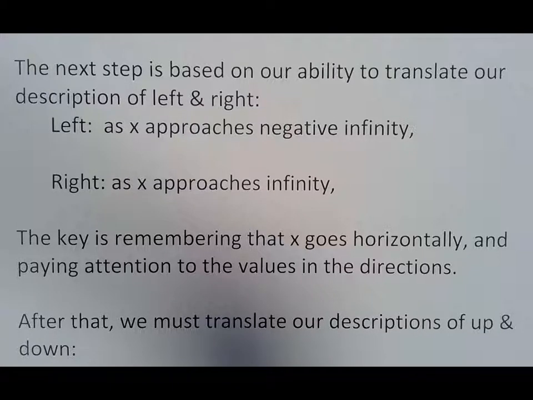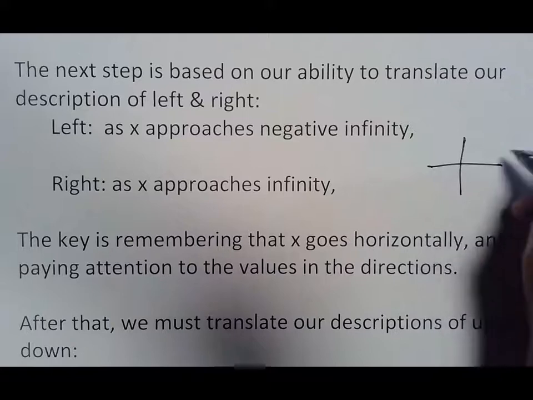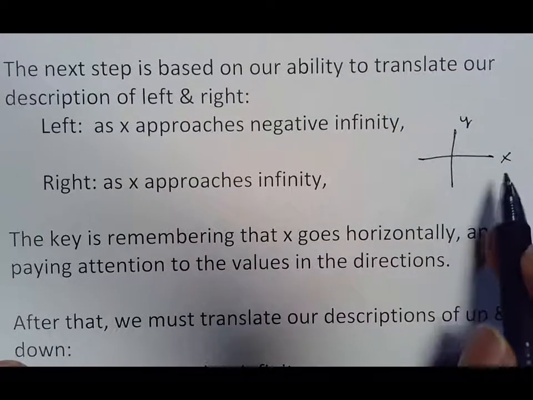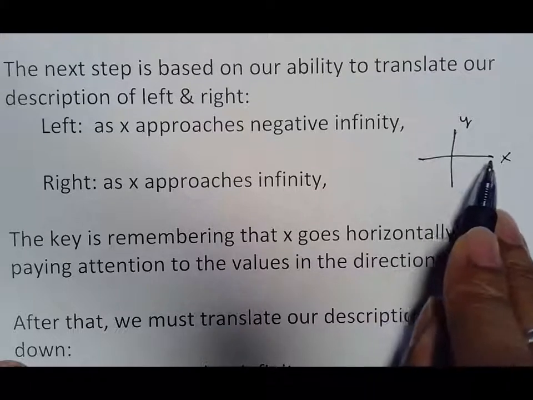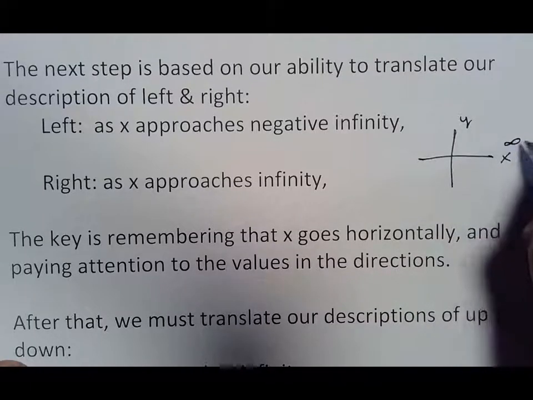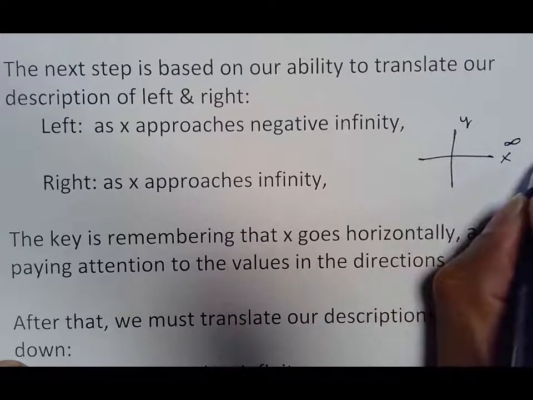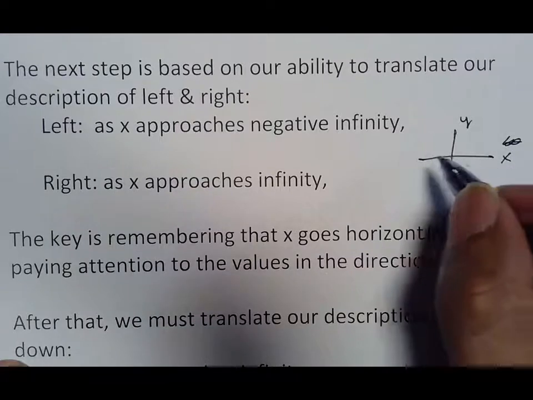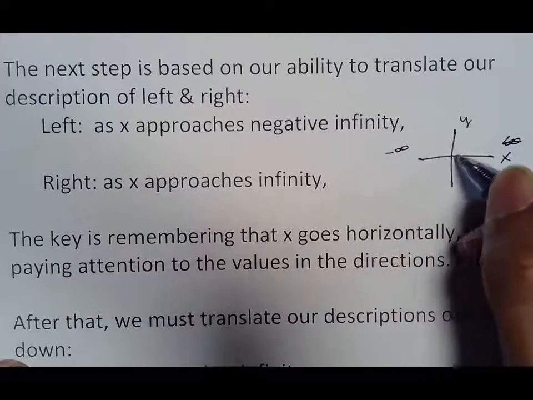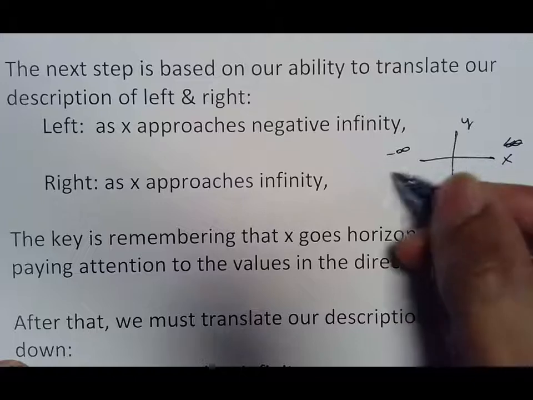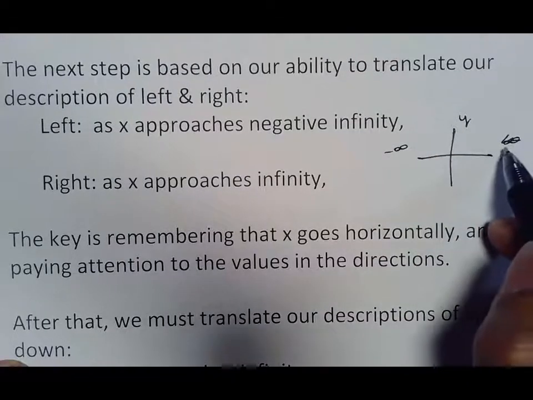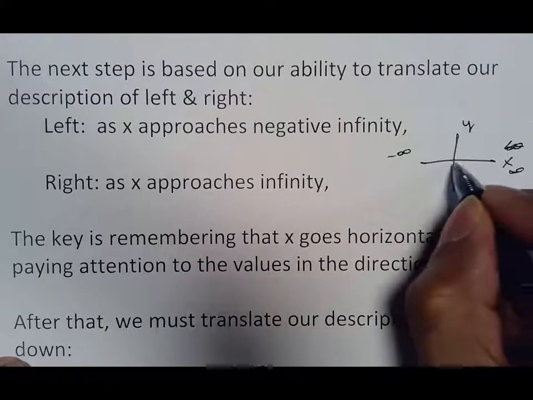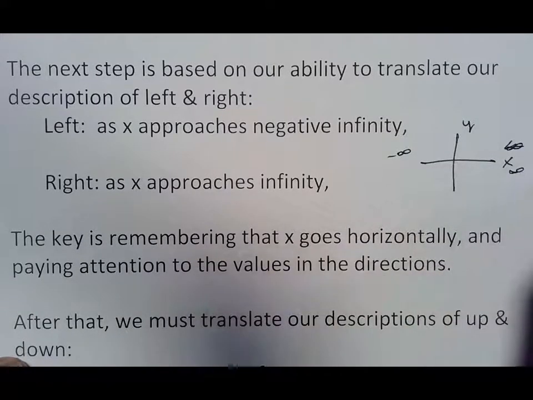The next step is based on our ability to translate our description of left and right. Left on a number line. Remember, this is X and this is Y. Left will be the phrase as X approaches infinity, because that is the furthest number to the... I'm sorry, I was reading it wrong. Left is as X approaches negative infinity, because the biggest number that way is infinity, and it's in the negative direction. So as X approaches negative infinity means left. Right is as X approaches infinity, because that would be to the right.